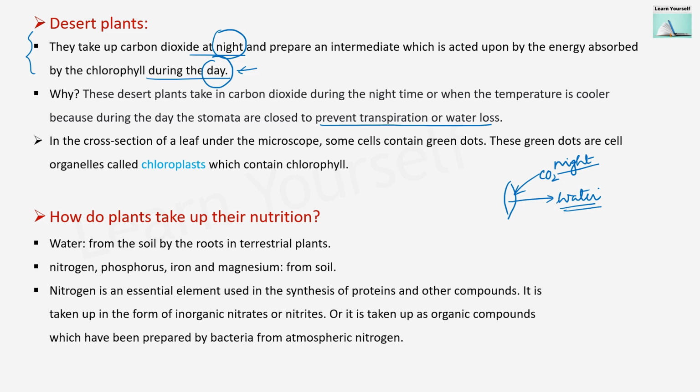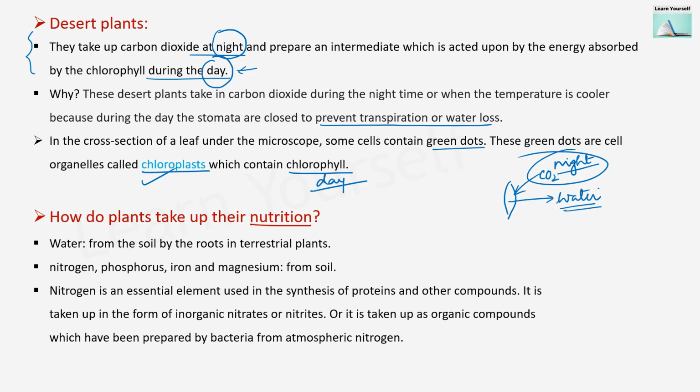So in a cross section of a leaf under a microscope, some cells contain green dots. These green dots are organelles known as chloroplasts. We learned this in 9th standard, that chloroplasts are green in color and contain chlorophyll. This chlorophyll absorbs the energy at daytime, but the stomata absorb carbon dioxide at night time. Why do they do so? To prevent water loss.